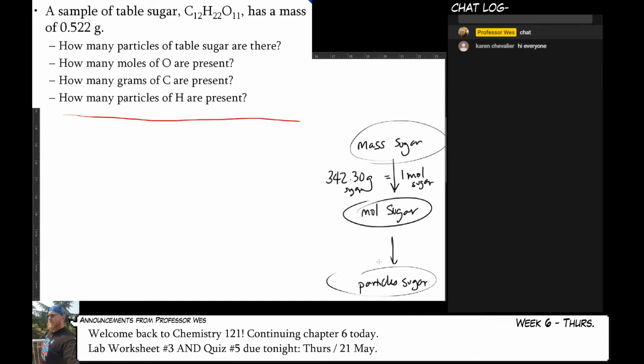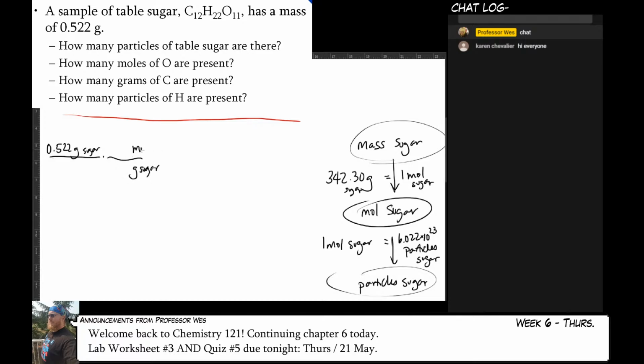And then down here for my relationship between moles and particles, well, how many particles are in a mole of anything? That's that number that you've probably already memorized if you've done the practice problems. 6.022 times 10 to the 23. So now that we have our setup over there, we can now start the problem with the mass that we were given, which was this quantity. 0.522 grams of sugar.